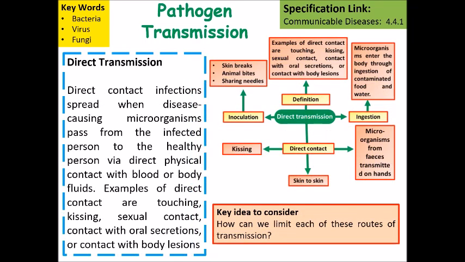In terms of disease transmission, the first types of transmission that we want to look at are methods of direct transmission. Direct contact with infectious spread is when organisms pass from an infected person to a healthy person by direct physical contact, either with the body, blood, or by fluids. Have a look at the diagram above and have a think about how we could possibly limit each of those routes of transmission.